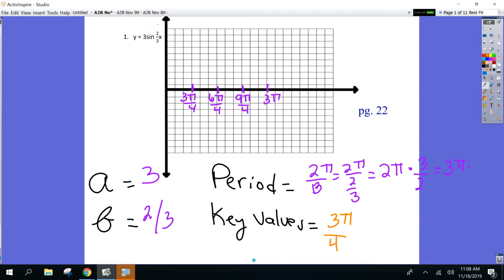Sine curve, where are we starting? Every sine curve, where are we starting? 0. Is there any shift? Nope. Okay, sine curve goes to where now? To the max. No shift, so what's the max on here? 3. So I go up to 3 on the y-axis. So 1, 2, 3. There you go.